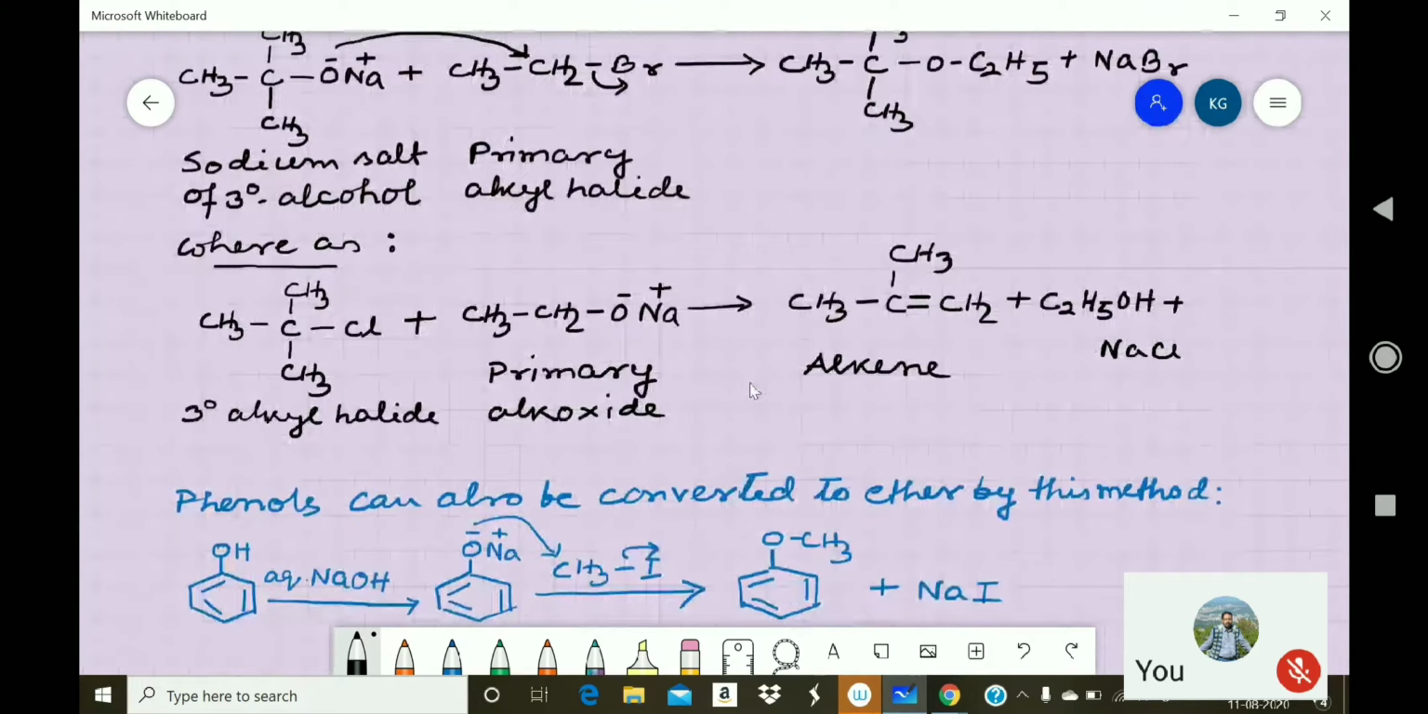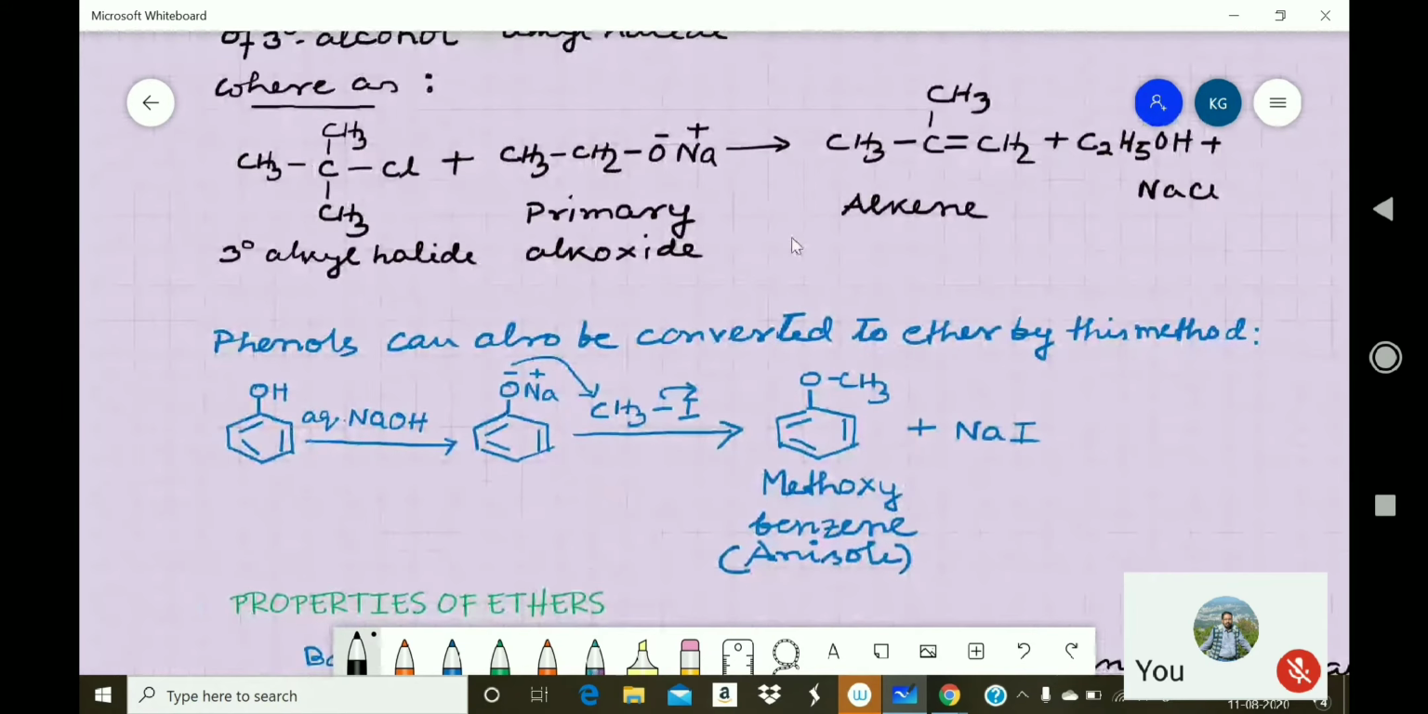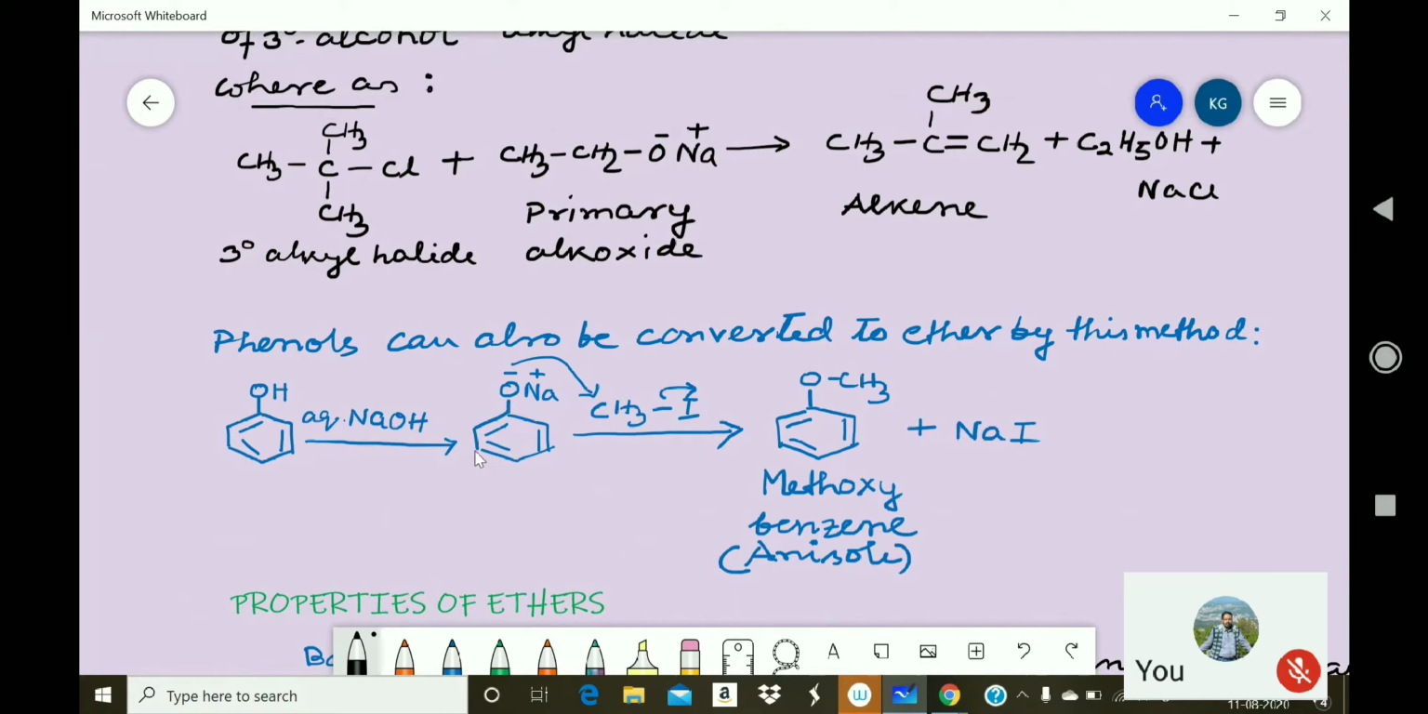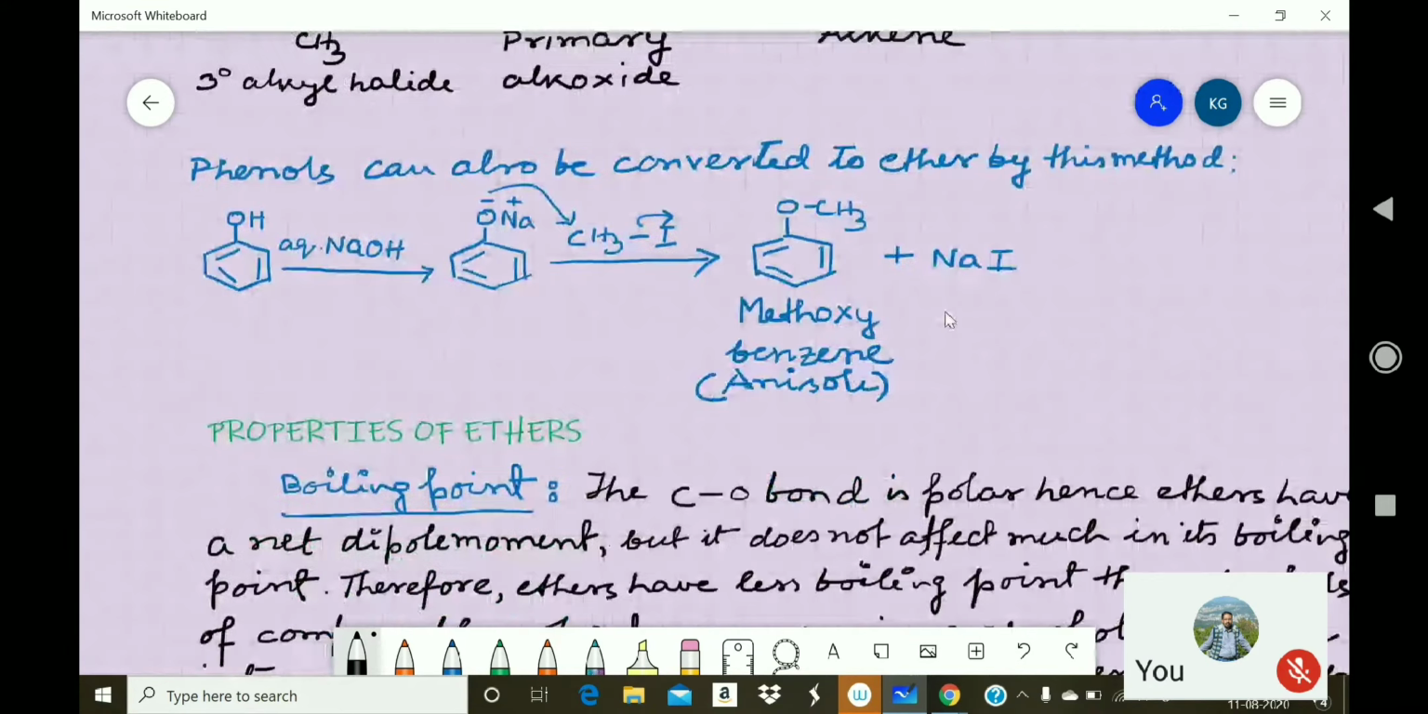Now we can see that aryl alkyl ethers can be prepared from phenol, where phenol will be treated first with aqueous alkali to form this sodium phenoxide, which when treated with primary alkyl halide, the alkyl group is attached to oxygen, giving rise to this kind of alkyl aryl ether. It is methoxybenzene we have prepared here. It is also named as anisole.